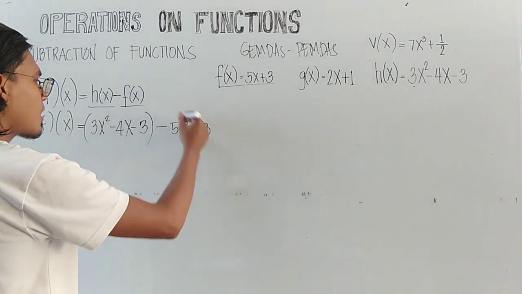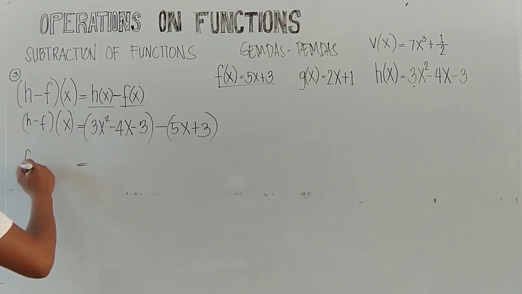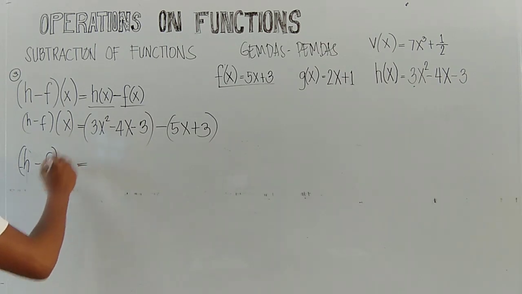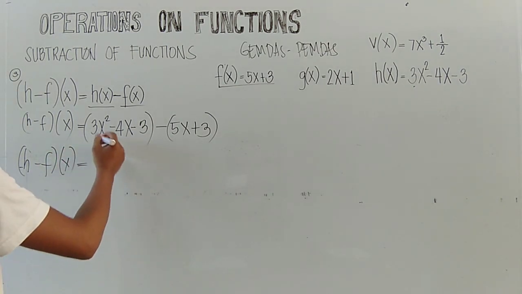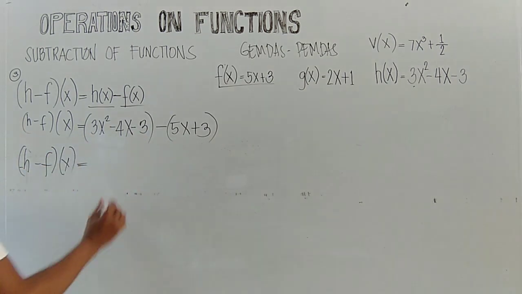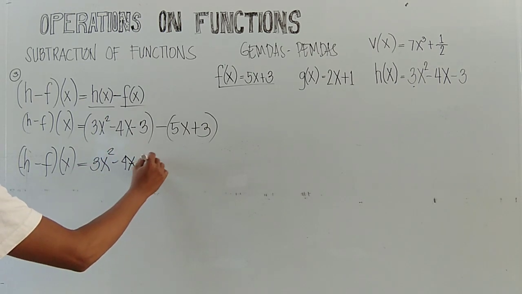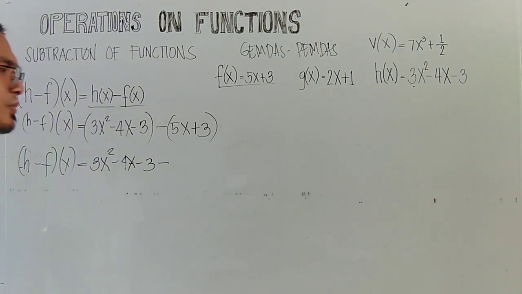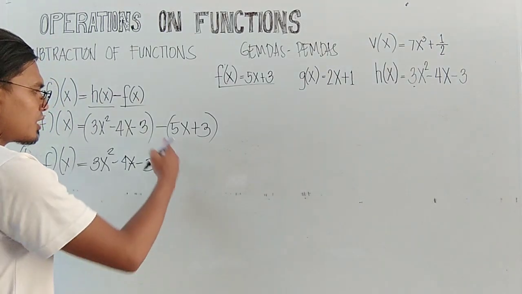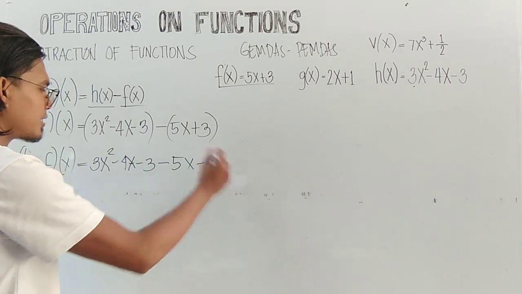Okay? Minus your f of x will be 5x plus 3. So after substituting, let us continue with changing the sign of your subtrahend, which is your f of x. So ang minuin, ang 3x squared minus 4x minus 3, ang muling minuin, copy lang. So we have 3x squared minus 4x minus 3. Then change the sign of your subtrahend. So ang subtrahend is 5x plus 3. So i-change ta ang positive 5x into negative 5x. Ang plus 3, what? Minus 3.